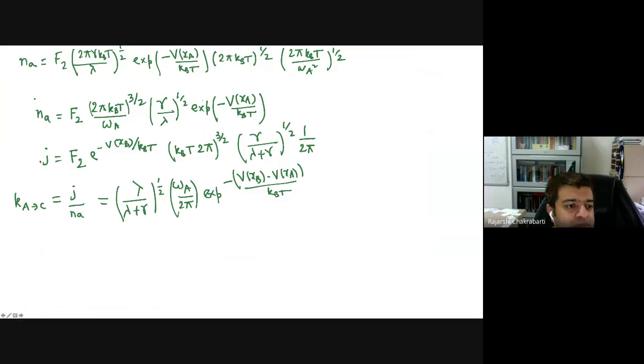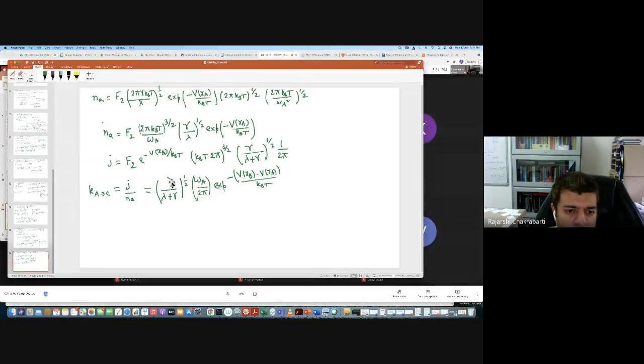Population is M A. J is the flux at the barrier top, and if I take a ratio of these two, I should get this. And you had this gamma by lambda and gamma by lambda plus gamma whole to the power half. If you do this, you will get lambda by lambda plus gamma whole to the power half, this prefactor. You can check your calculation. Okay, so we had a problem here. I think I put gamma by mistake. It should be lambda divided by lambda plus gamma. Is this clear?